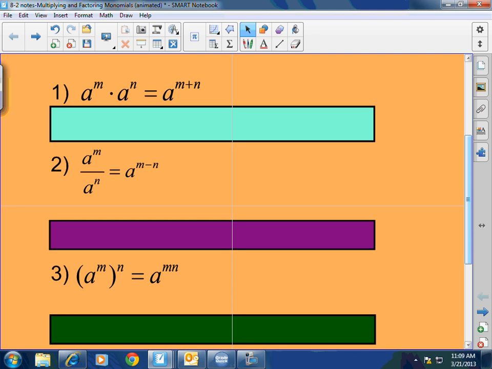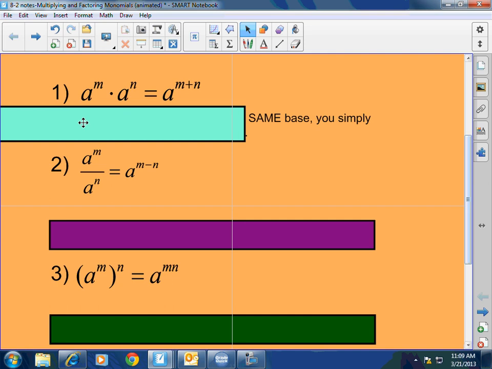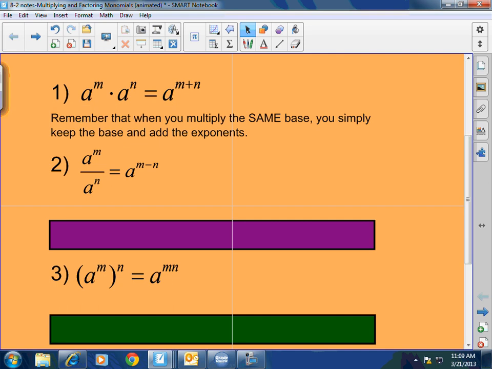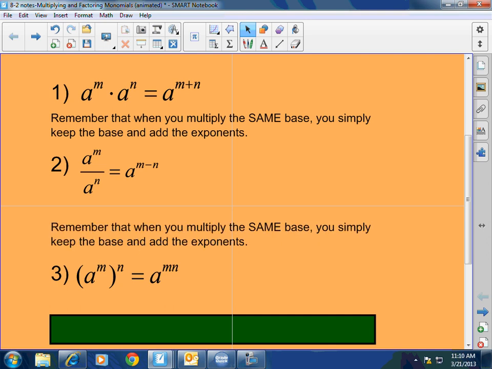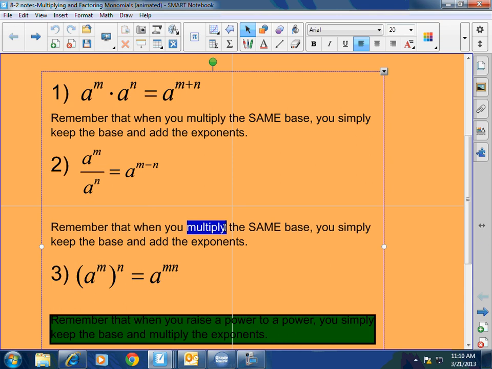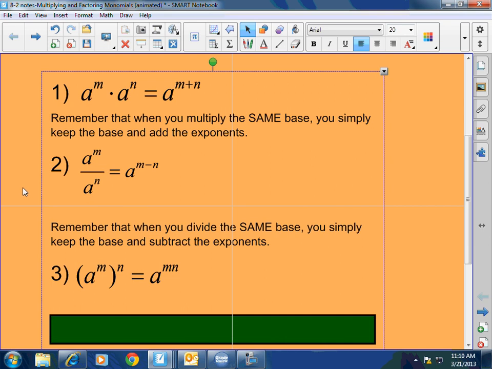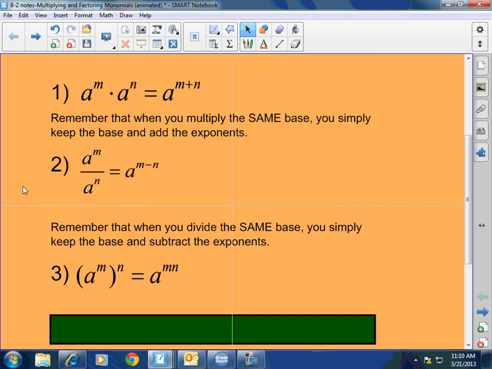Okay, power rules. A to the m times a to the n equals a to the m plus n. Please remember that when you multiply the same base, you simply keep the base and add the exponents. Done. Number 2, a to the m divided by a to the n equals a to the m minus n. When you divide the same base, you keep the base and subtract the exponents.